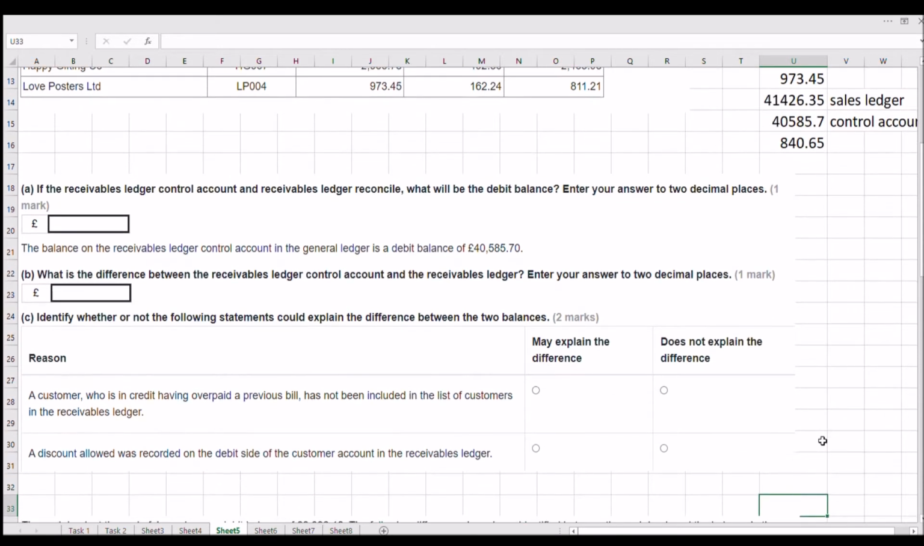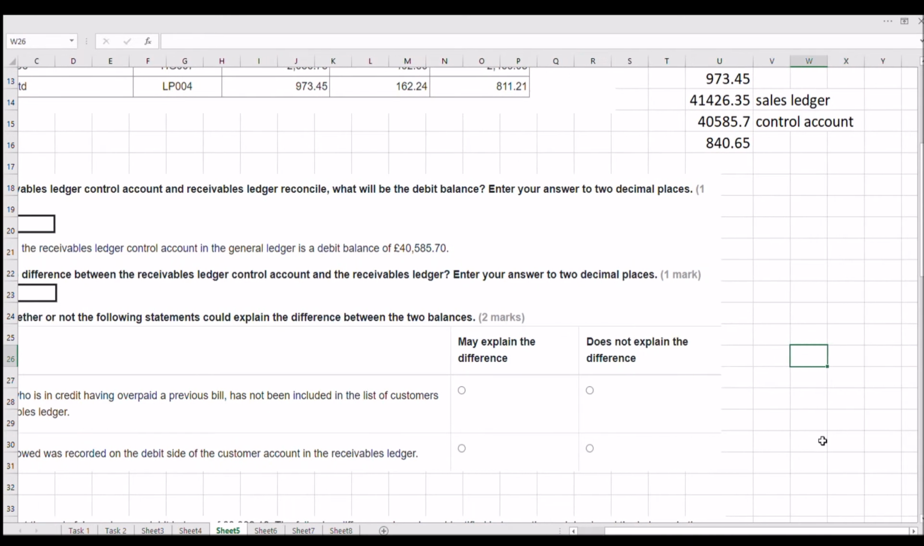Identify whether or not the following statements explain the difference. What you're doing in this one is working out the impact of whatever the journal is on the sales ledger. You then reverse it, so the balance is reversed, and you see if it's the same once you've reversed it. So let's see what we've got here.